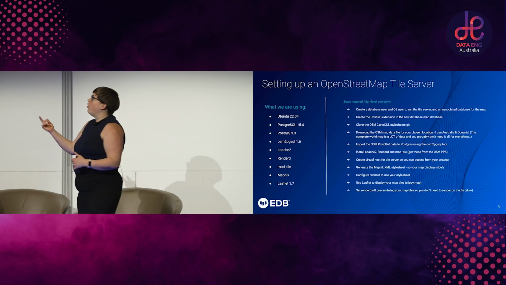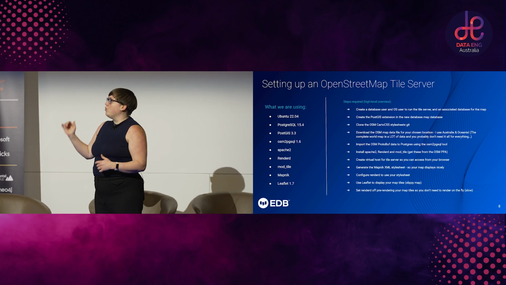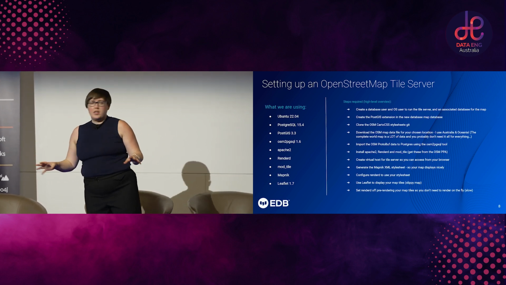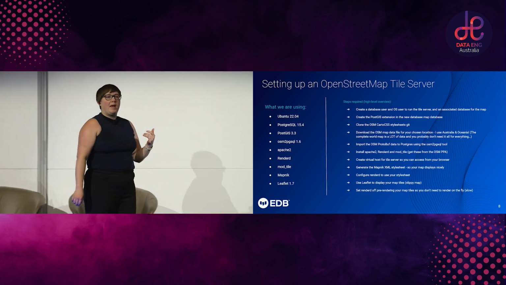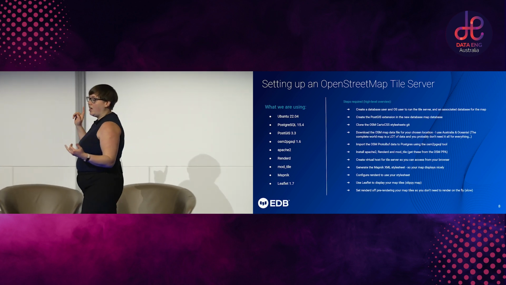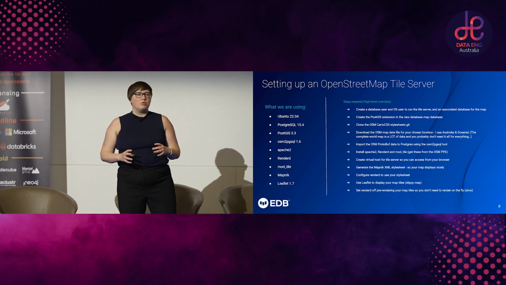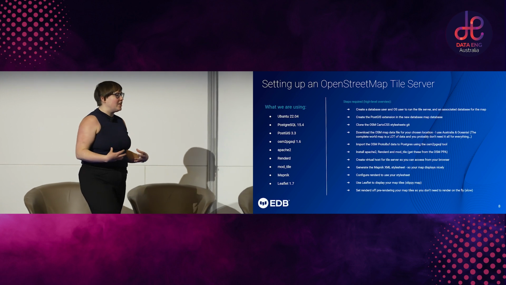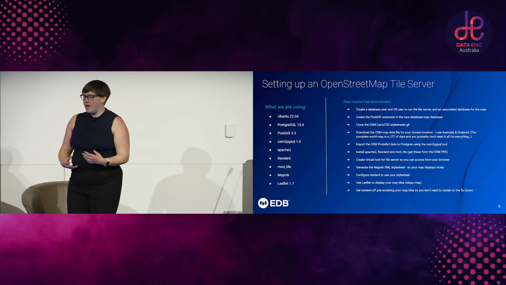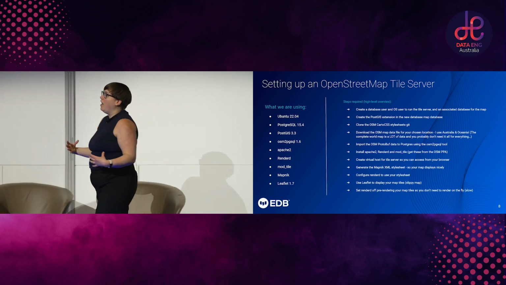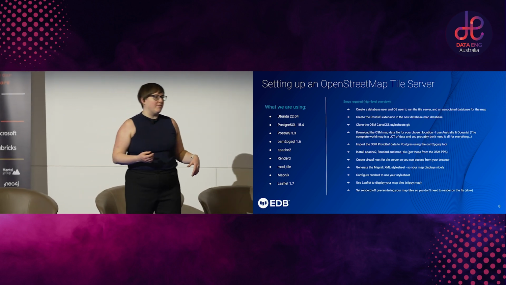But effectively, what I'm showing here, you can see on the left, is the list of completely open source software that I use to build this server. So we set up a Postgres database. We install the PostGIS extension on there. Then we're using an open source tool called OSM2PGSQL to load that data into the Postgres PostGIS enabled database. And then we're going to use Apache to serve that data up.